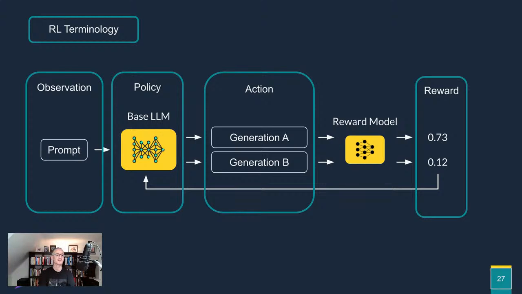In RL terminology, the observation is the initial prompt, the prompt that's currently under test. You might cycle through lots of different prompts here, maybe from a test set. The policy is the base LLM. That is the thing that is taking the observation and generating the actions. The actions are the generated output, the text that is being generated. The reward model is part of the environment. That's the thing that's providing the agent the reward. And then finally, that reward is fed back into the policy again. So standard reinforcement learning stuff.